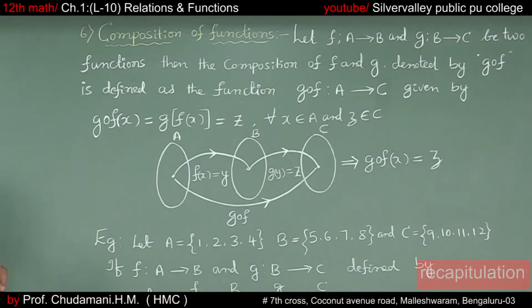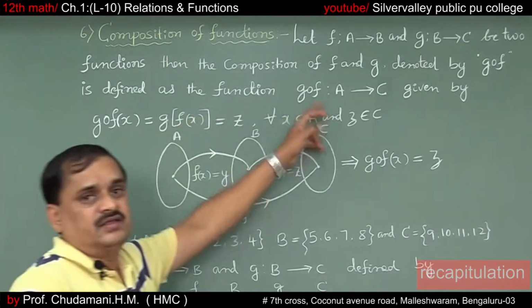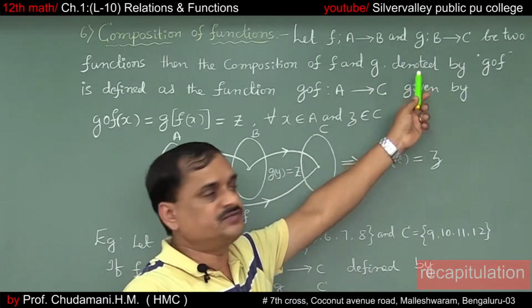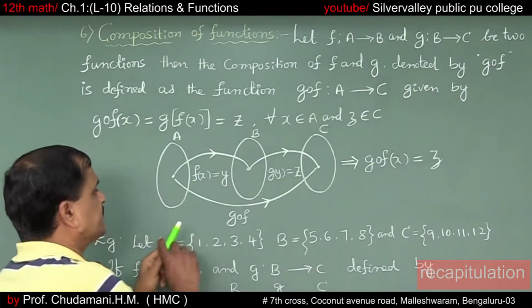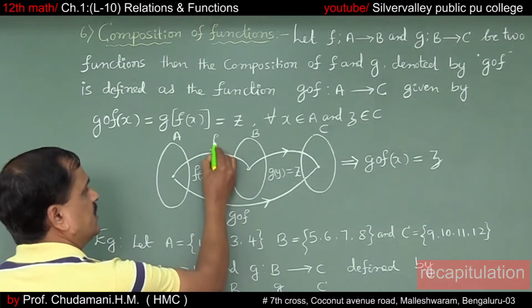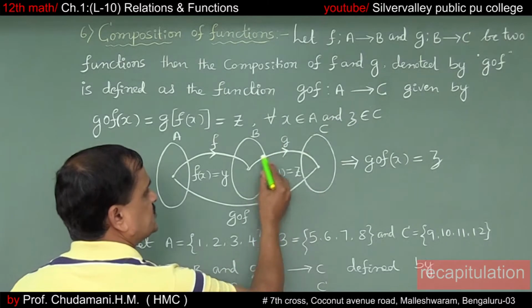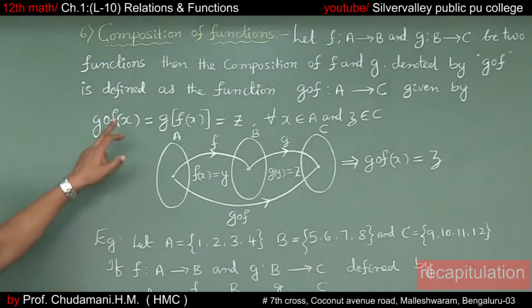Composite function. If we have more than two sets, say A, B, C, three sets, then we come across a composite function. Okay? So let f be a function from A to B, and g another function from B to C.